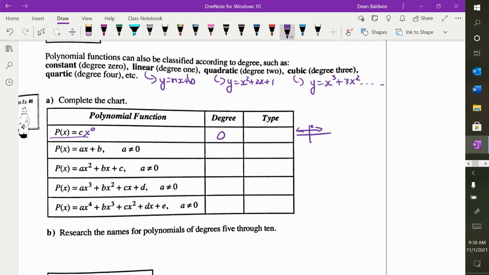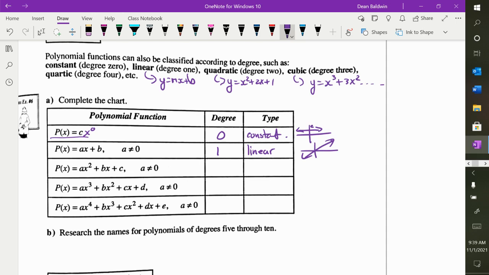The next one is what? What's the degree? 1. We would say that that is linear. What does a linear graph look like? Does the previous graph have a name? You just say constant. I guess I could write constant. It's a linear line like that, right? Or it could be negative slope, but we've all seen those.